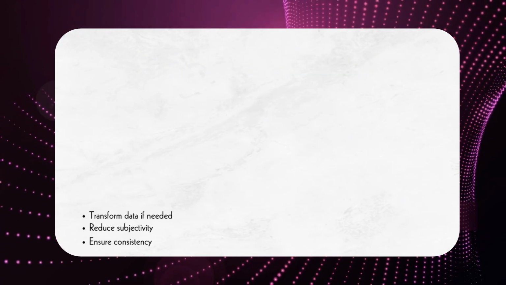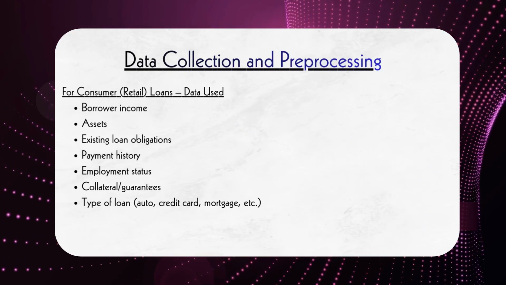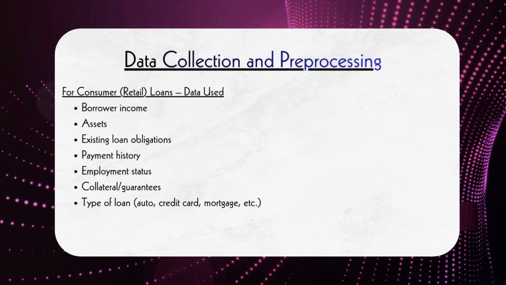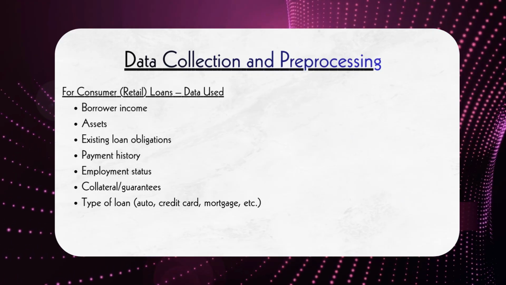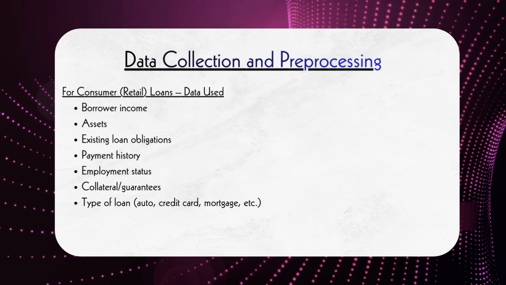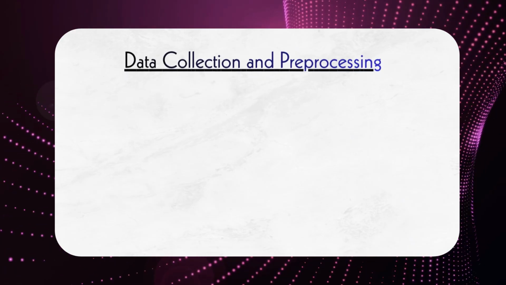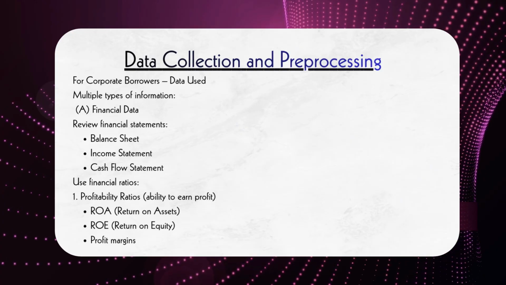in the dataset. For consumer or retail loans, the data usually includes borrower income, assets, existing loan obligations, past payment history, employment status, collateral or guarantees, and the type of loan such as auto loan, credit card, or mortgage. For corporate borrowers, much more information is required.